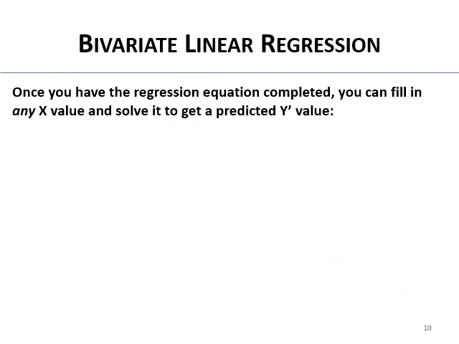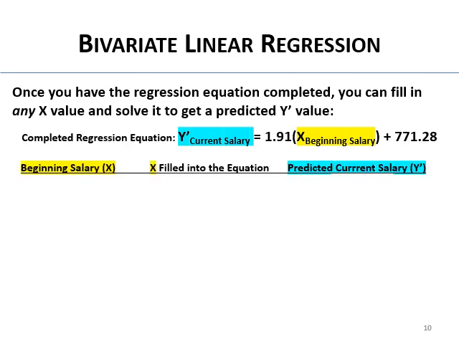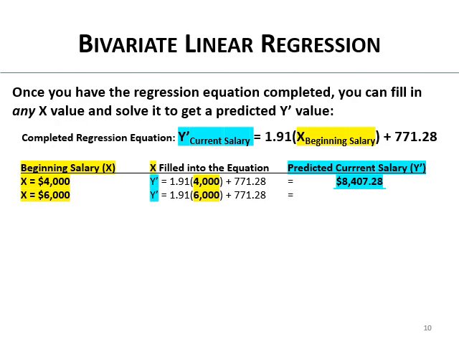Once you've got that equation completed, you can put in any x value, that is any beginning salary, and you get a y value out. What do we think they make now based on where they started? So there's that same equation from the prior page. And let's say that someone's beginning salary was $4,000. We would predict by filling it in where x says beginning salary, 1.91 times 4,000, plus 771.28, we would predict that person currently earns $8,407.28. If they started at 6,000, fill it in the equation, do the math, we'd predict someone who starts at 6,000 makes now $12,225.28.